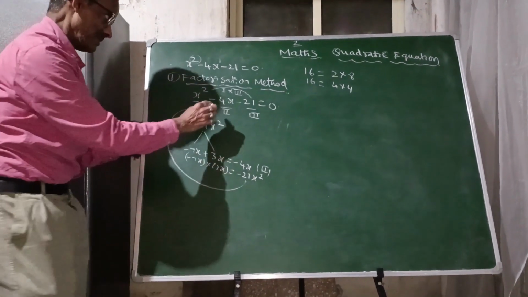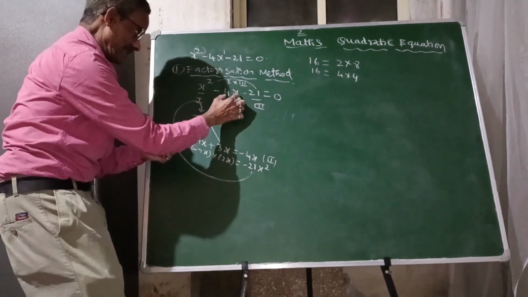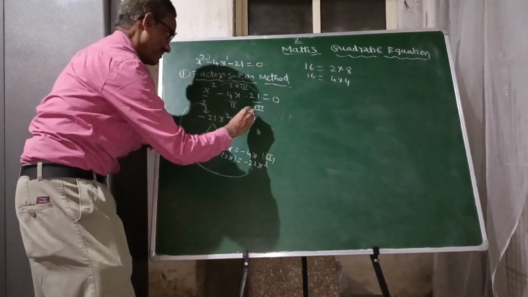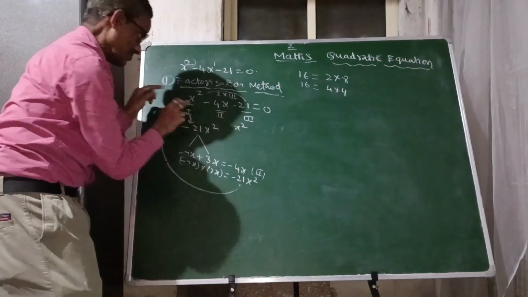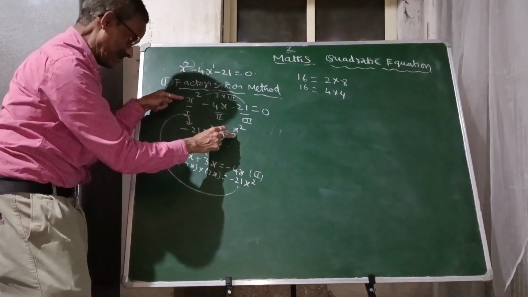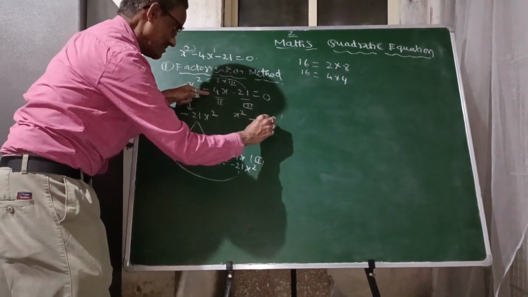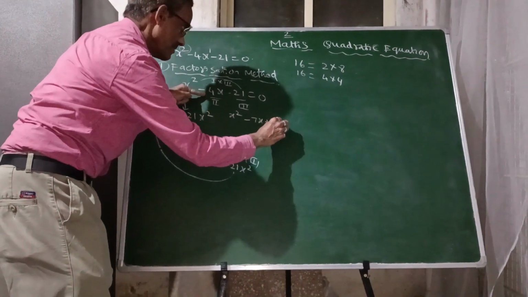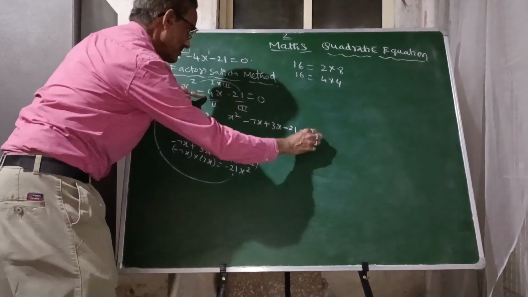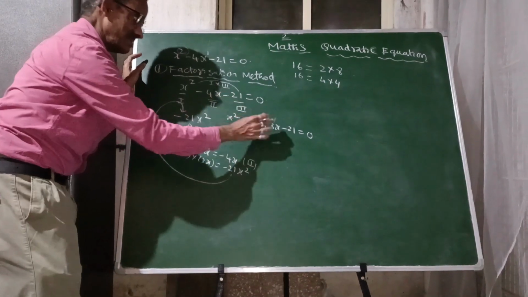Then now I'll split the middle term minus 4x like this. What does this become? X square, the first term, you write the same. The second term I split this way: minus 7x plus 3x minus 21 equal to 0. The third term you write the same.